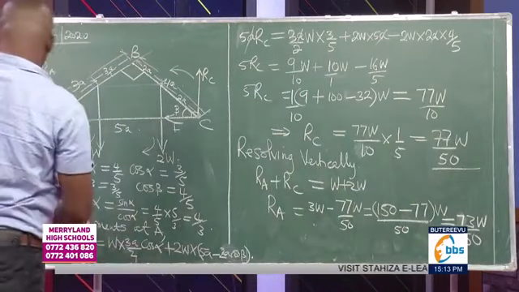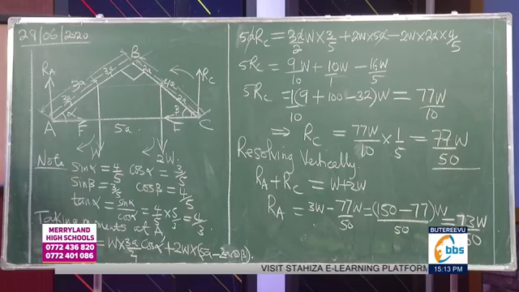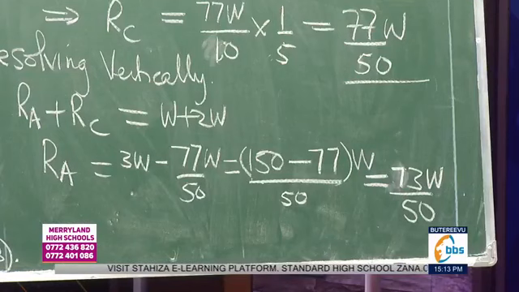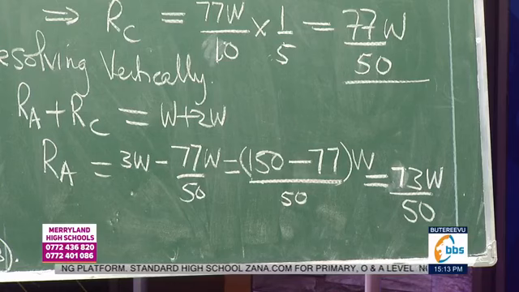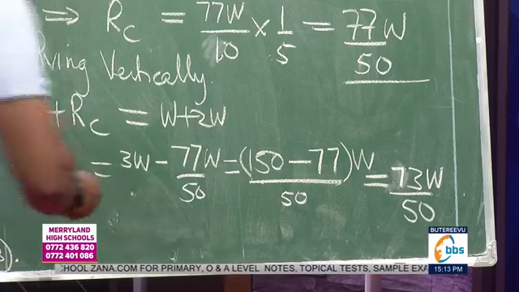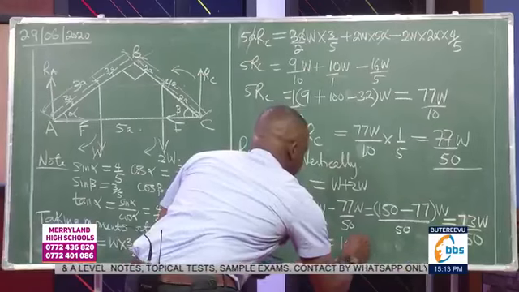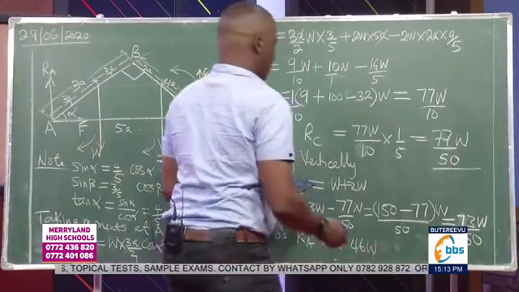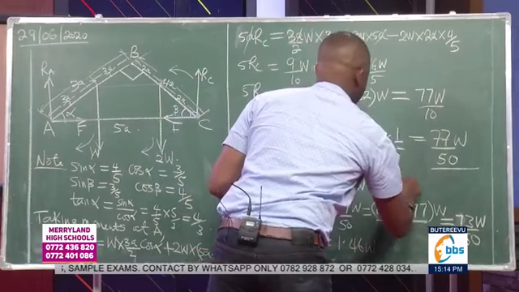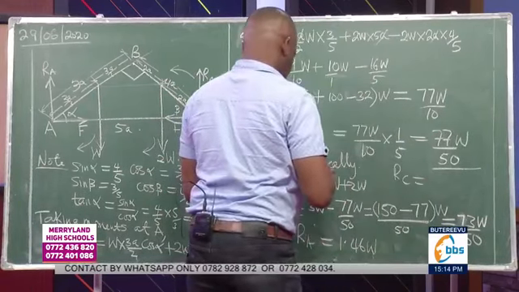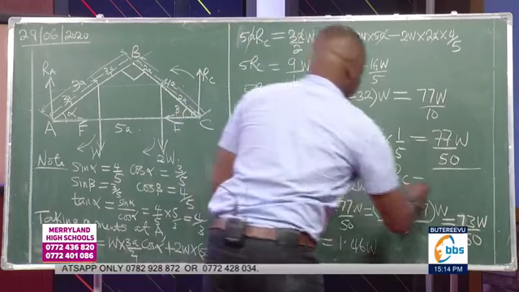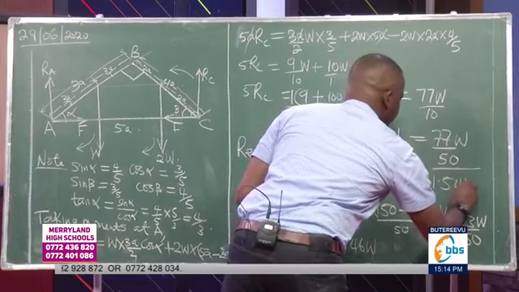73W out of 50. That is our RA. And if you simplify it in decimal places, it should give you 1 point something. Let us again check with our calculator that 73 divided by 50 will give us approximately, I can say RA is actually 1.46 W. I could also get RC here. Our RC is 77 divided by 50, and this is 1.54 W.